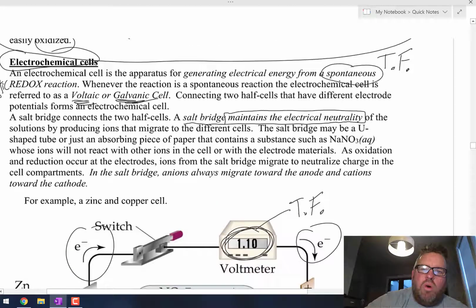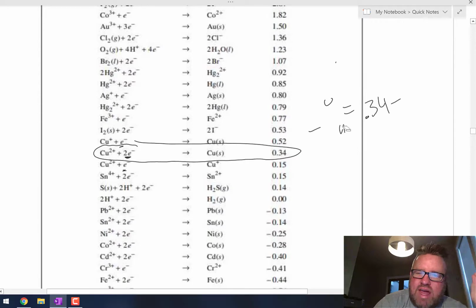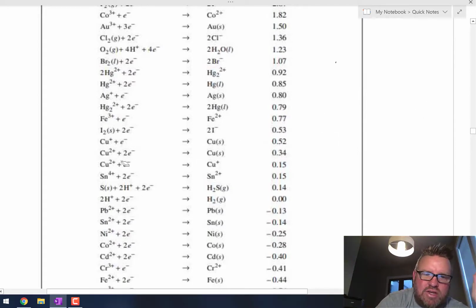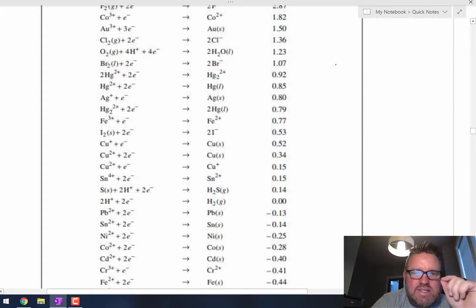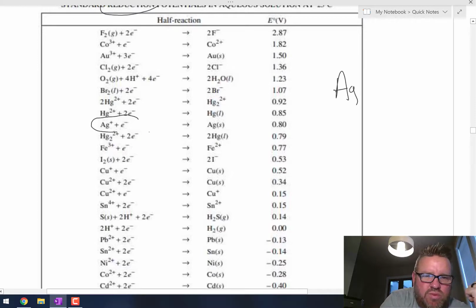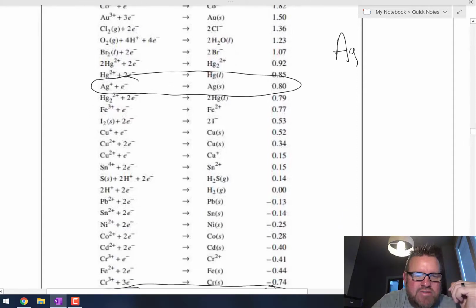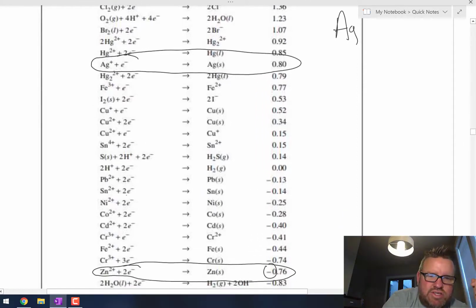Okay, so let's say we have a cell set up with, and again, I'm just going to choose a couple here, silver. So we're going to do this one right here. And silver, and let's do nickel right here.